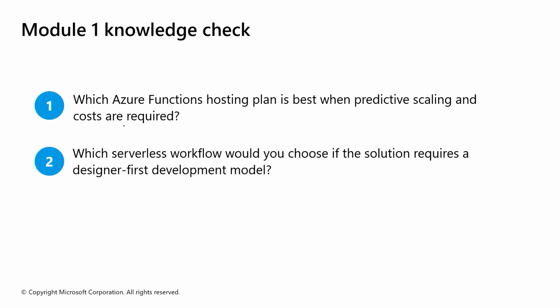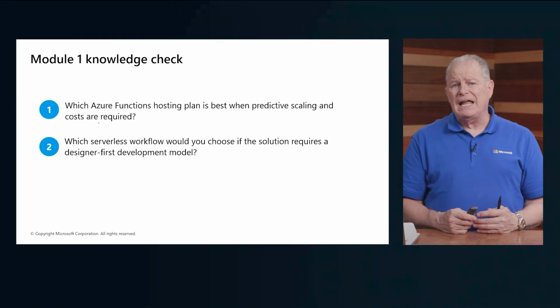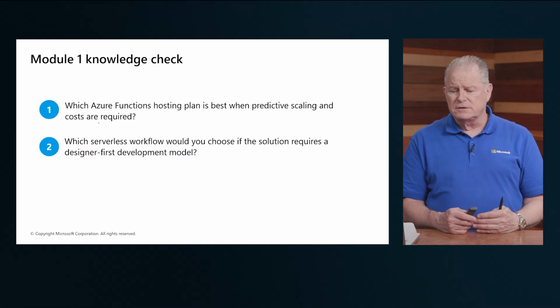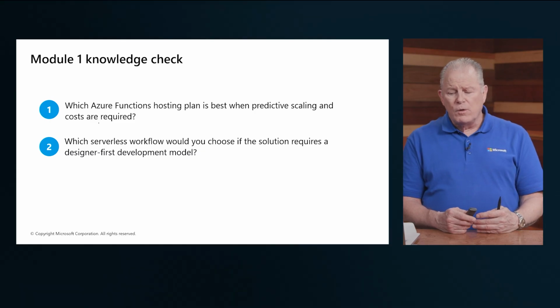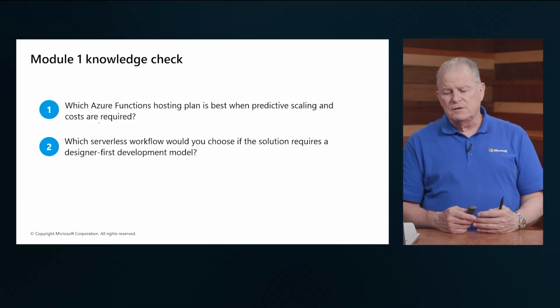Let's do a quick module review. Which Azure function hosting plan is best when predictive scaling and cost are required? So I need to have predictive scaling and predictive costs. If you want to go ahead and pause the screen. The answer for that one would be the dedicated plan, which has predictive scaling values that you can go in and scale based around criteria that you define, as well as predictive costs that you're dealing with.